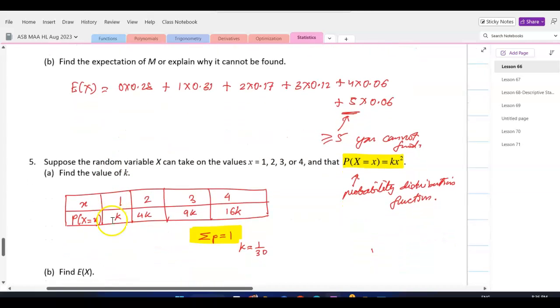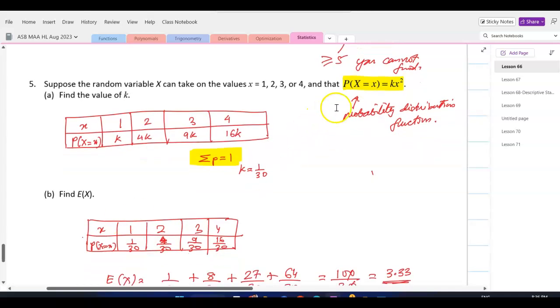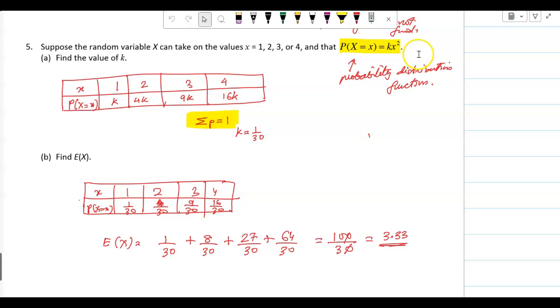Sometimes, instead of giving you the table, they might give you this in the form of a function. What I've highlighted in yellow is showing that in the form of a function. So, probability distribution function. Here the question is saying, suppose a random variable x can take the values x is equal to 1, 2, 3, 4. They've given the values of x. And the probability that X is equal to x is like a function, defined as kx square. Find the value of k.